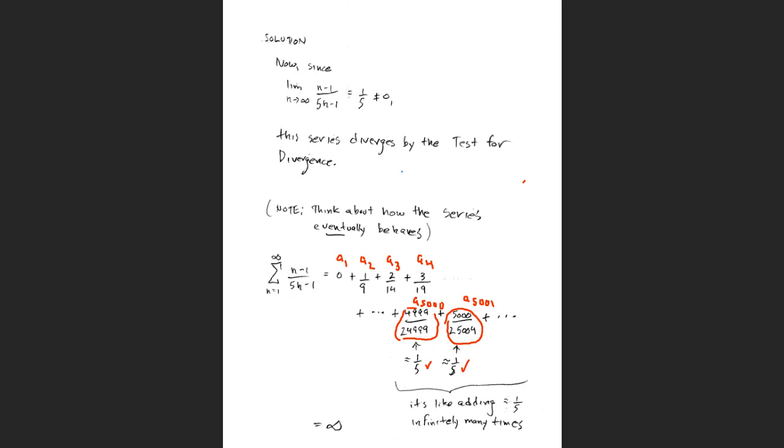And it's like adding 1/5 infinitely many times. And that's why the series equals infinity. And that means our series diverges.